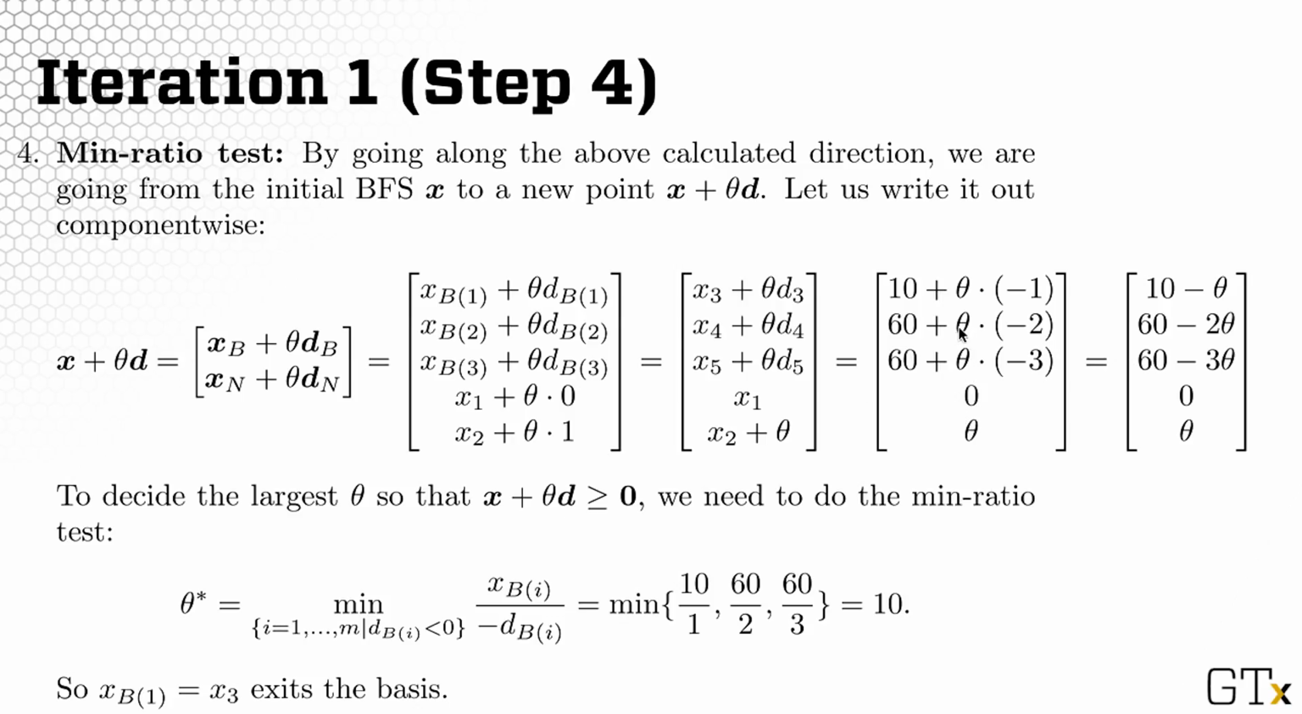So the min ratio test will be over the d's that are negative. It is x_Bi divided by the negative of d_Bi for the d_Bi that's negative. So the negative of that is positive. So we get the min ratio of 10 divided by 1, 60 divided by 2, 60 divided by 3. That gives 10, 30, and 20. So the minimum ratio is 10. And this is unique. So that means the first basic variable is going to become 0, become non-basic. So that is x3. So x3 exits the basis.